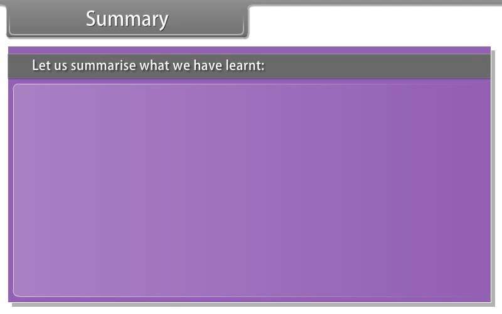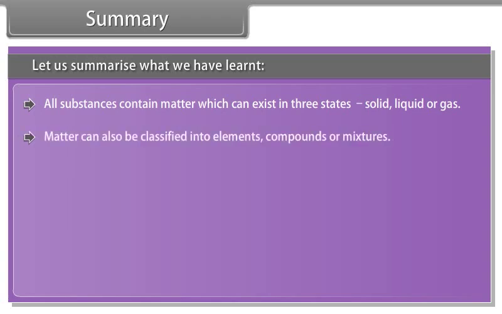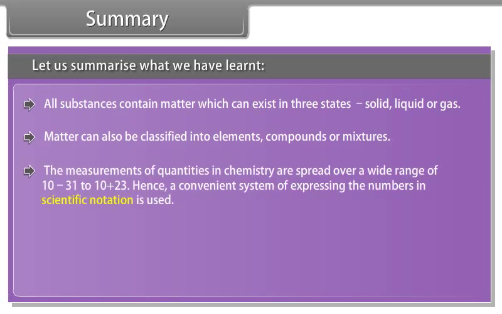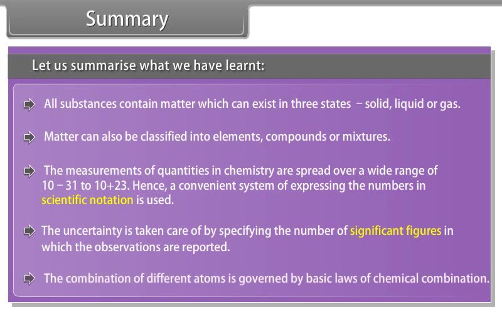Summary. Let us summarize what we have learned. All substances contain matter which can exist in 3 states: solid, liquid, or gas. Matter can also be classified into elements, compounds, or mixtures. The measurements of quantities in chemistry are spread over a wide range of 10 raised to the power minus 31 to 10 raised to the power plus 23. Hence, a convenient system of expressing the number in scientific notation is used. The uncertainty is taken care of by specifying the number of significant figures in which the observations are reported. The combination of different atoms is governed by basic laws of chemical combination.